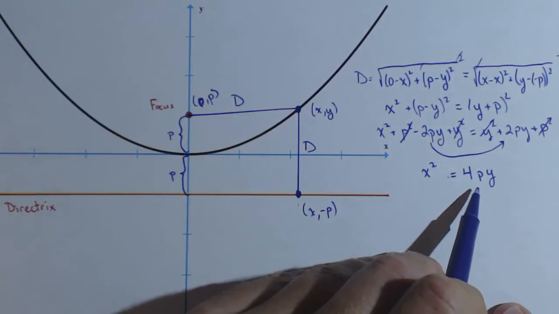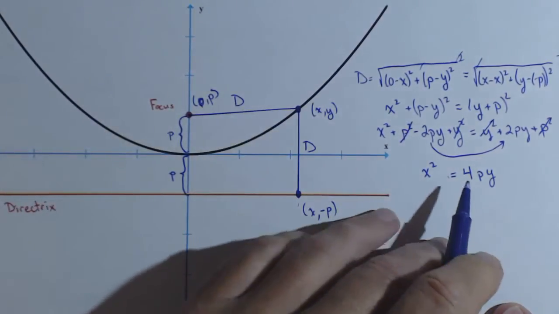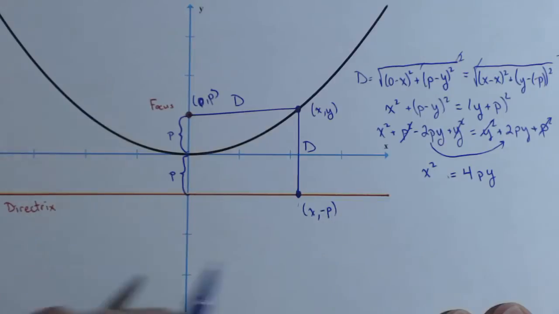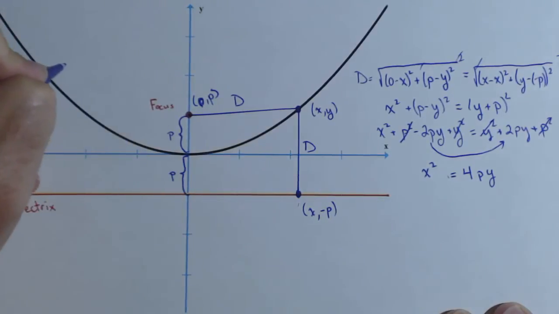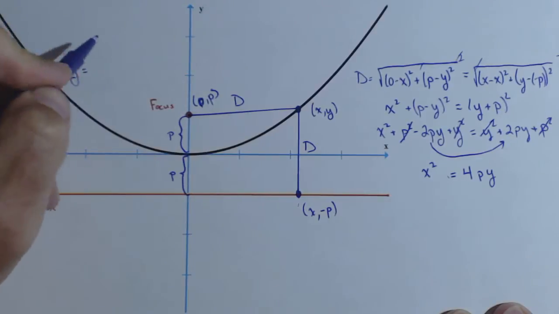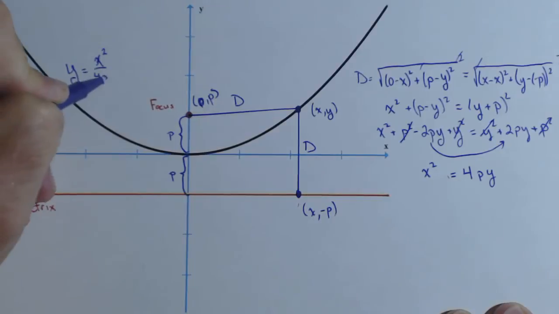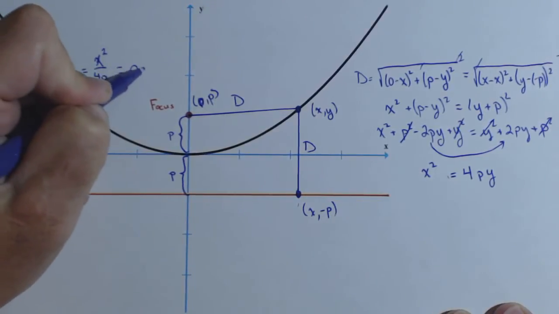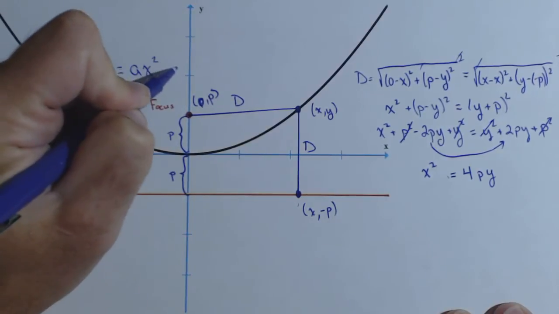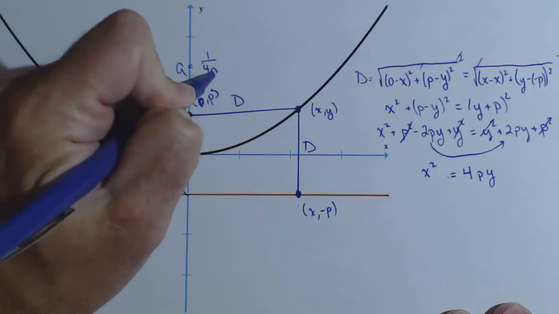Now, one thing that you'll see some people do is they'll solve it for y, because then it's going to make it easier for us to graph. If we decide to do that, I'm going to write it over here because I'm going to come back to this in a second. The equation for this quadratic here we might write as y equals x squared over 4p. And sometimes you'll see it written as ax squared, and in this case a equals 1 over 4p.